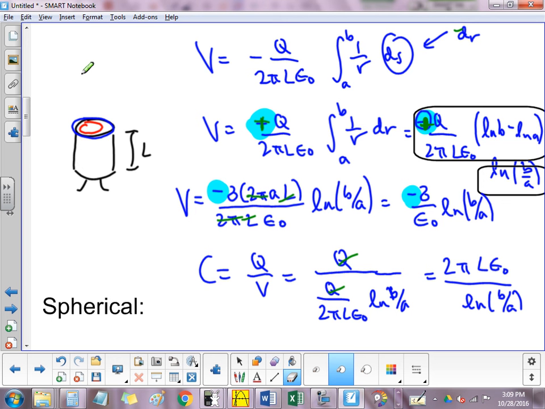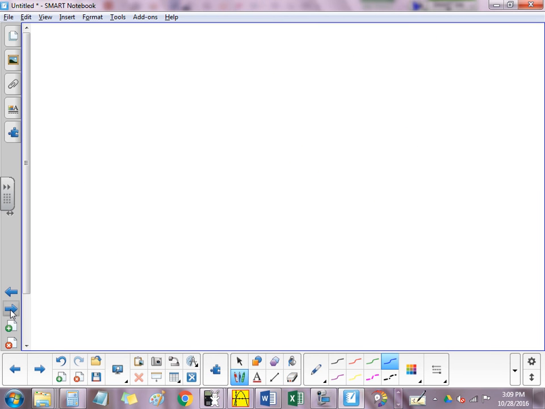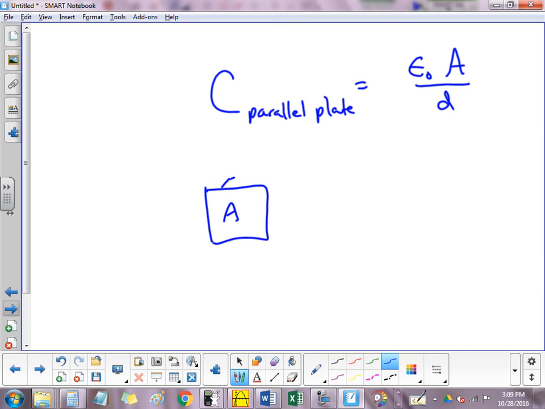So anyway, capacitances, I'm going to label all three and put them all together. We have capacitance for a parallel plate, which is our most commonly used one probably because it's the simplest. And that was simply epsilon naught times the area of the plate divided by d, the distance between them. So that's the first one.